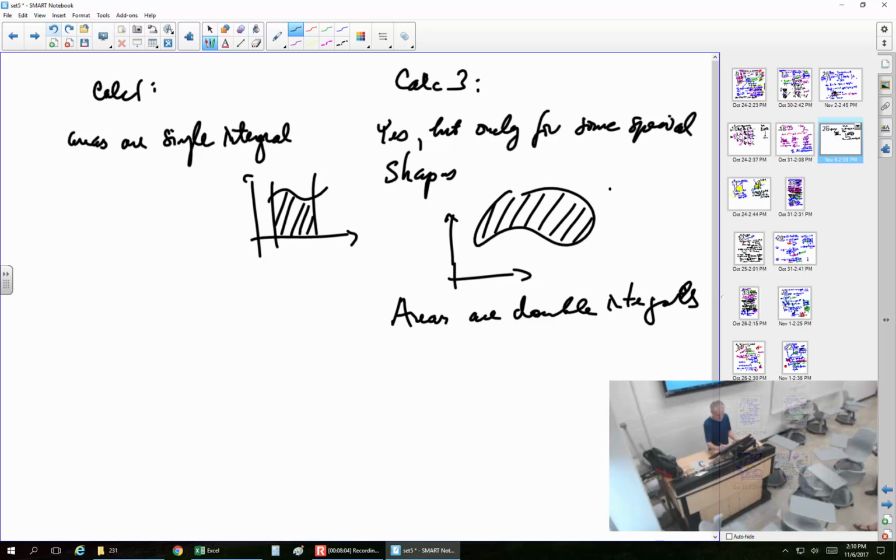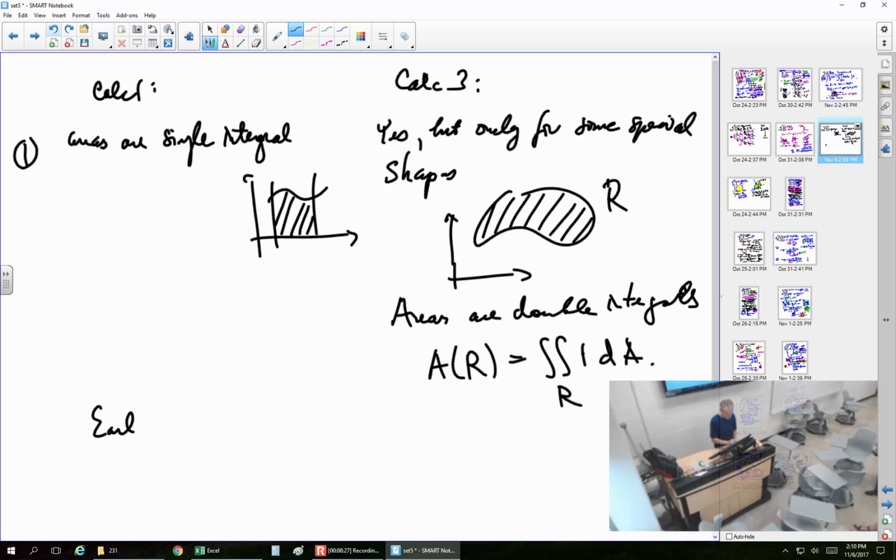So say this is region R, and so the area of R is equal to the double integral over R of 1. Okay? So that is the 1 for areas. Now, it's not calculus 1 anymore, it is early calculus 3, and by early I mean last week. Calculus 3: volumes. What are volumes?